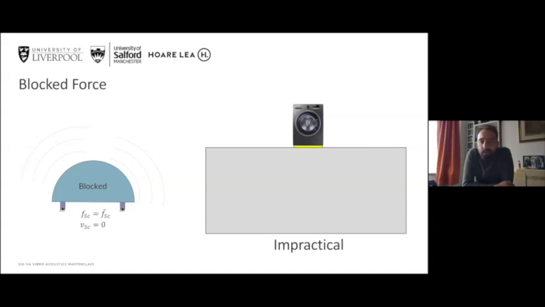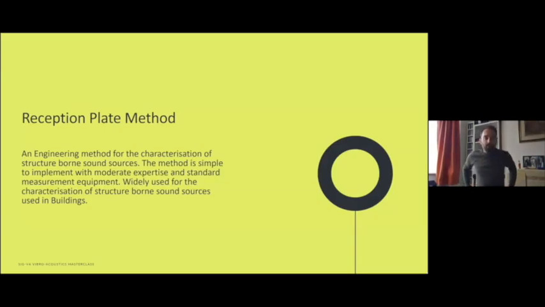But again, this sort of measurement is quite expensive and quite complicated to set up, and there are other ways of doing it, which we're going to look at. So first of all, we're going to look at the reception plate method, which is the approach developed at Liverpool University. The reception plate method is an engineering method intended for the characterization of structure-borne sound sources. The method is simple to implement with moderate expertise and standard measurement equipment, and it's widely used for characterization of structure-borne sound sources used in buildings due to its simplicity.